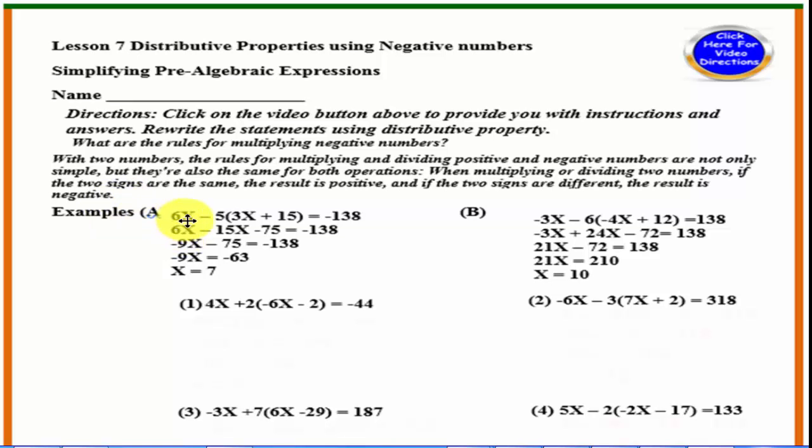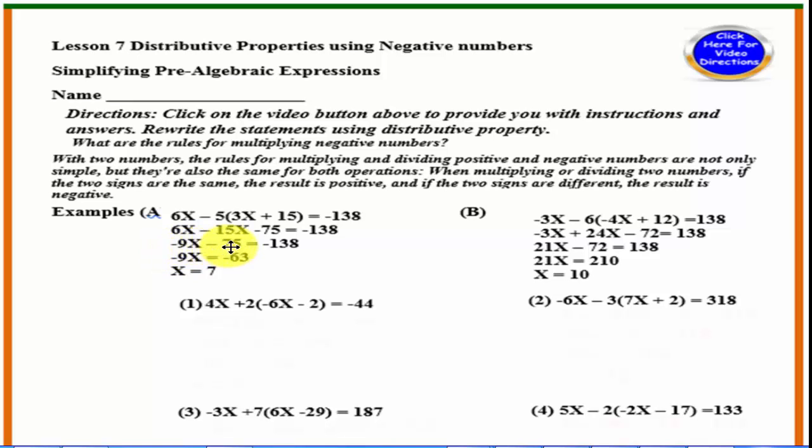Here we have 6x minus 5 times 3x plus 15 equals negative 138. Simplifying it, 6x, and we have negative 5 times 3x, so it's negative 15x, and negative 5 times 15 is negative 75 equals negative 138. Then 6x minus 15x is negative 9x minus 75.